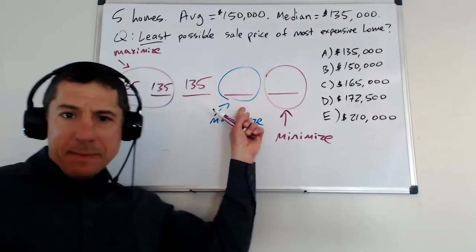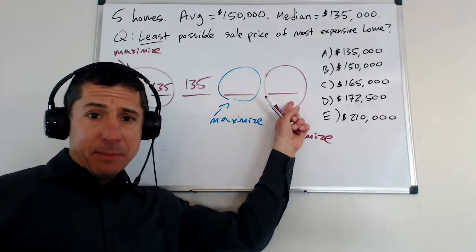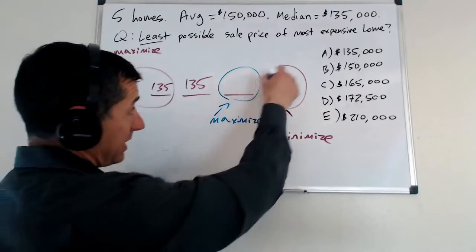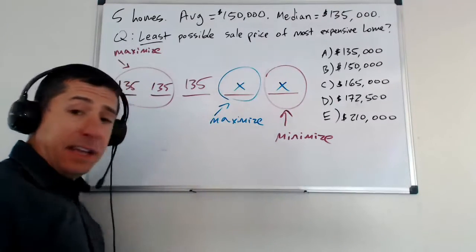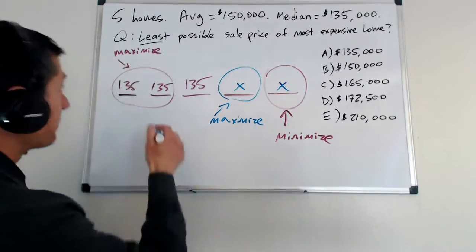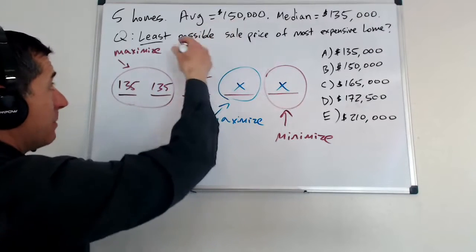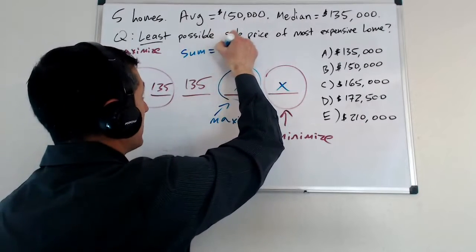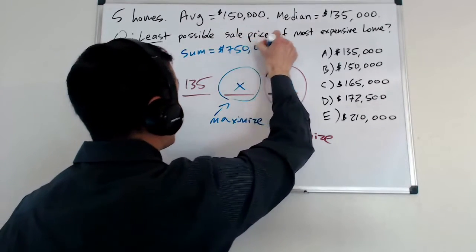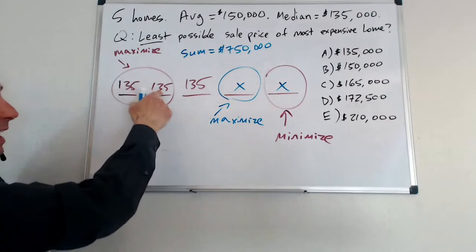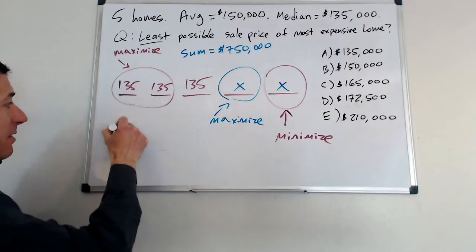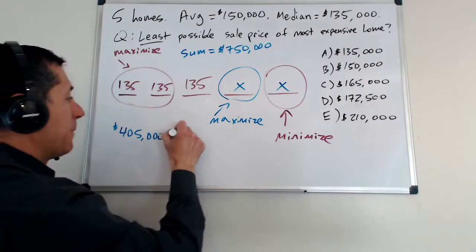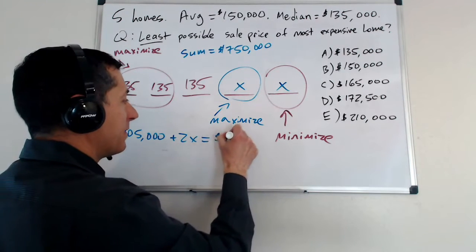Well, what's the biggest we can make this? The biggest we can make this is the same number as that. So if you want to use a variable here, you can say, well, this is x, this would also be x. And now I've got a nice little equation I can solve. So sum here, 5 times 150,000. So 5 times 150,000 gives me 750,000. And off we go. 135 plus 135 plus 135 gives me 405,000. Plus 2x gives me 750,000.